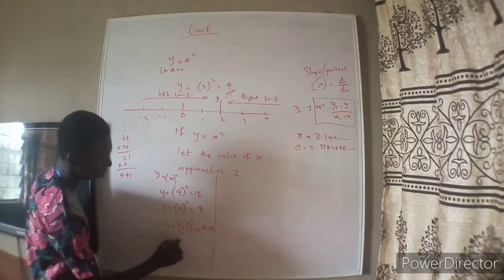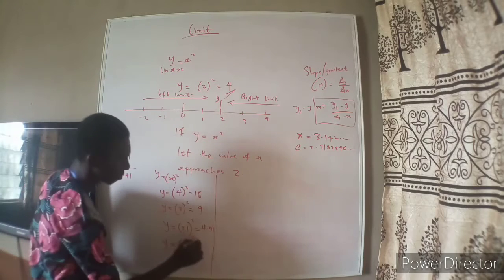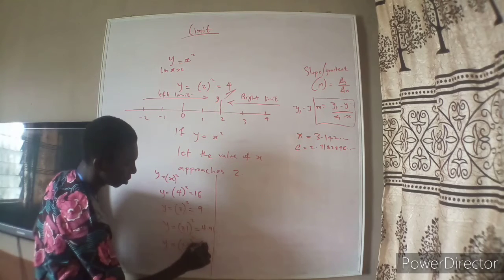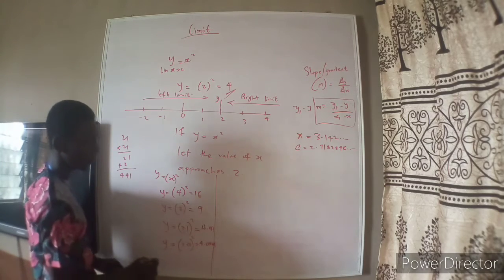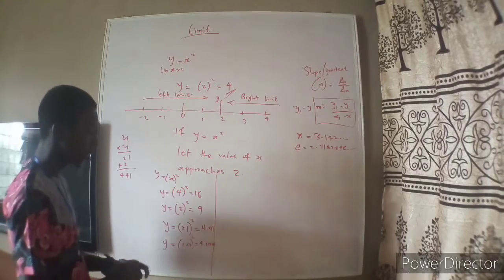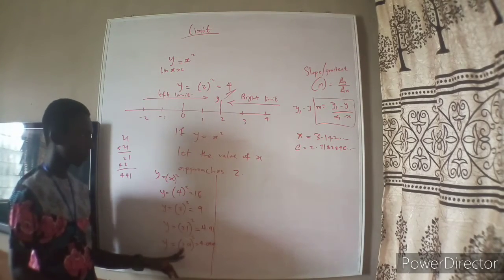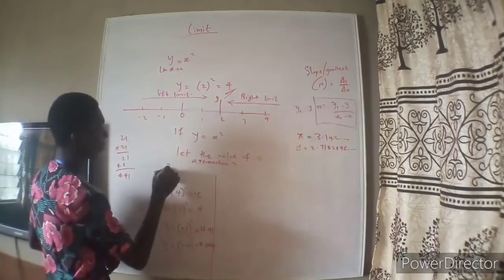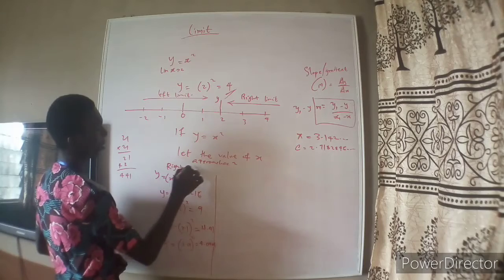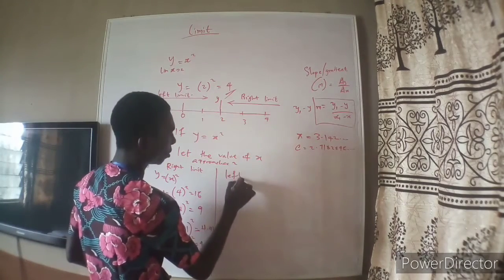What if x is now 2.01, all squared? I'll have 4.0401. Now you will find that every value we are getting is only approaching 2, but we have not reached 2 yet. That's from the right. This is the right limit. Now let's check for the left limit.